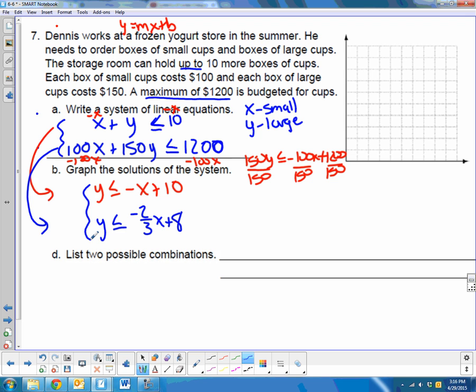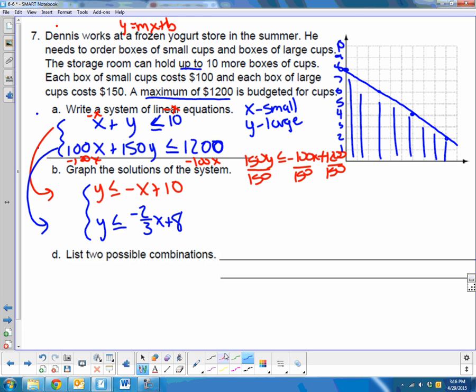So now I'm going to graph. So I've got 1, 2, 3, 4, 5, 6, 7, 8, 9, 10. If I graph my blue equation, the y-intercept is 8. The slope is negative 2/3. So I go down 2 over 3, down 2 over 3, down 2 over 3. There we go. It's less than or equal to, so it's going to be a solid line. And it says y is less than, so I'm going to shade everything below the line.